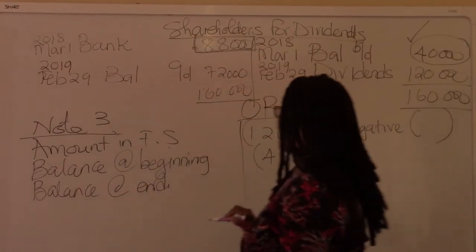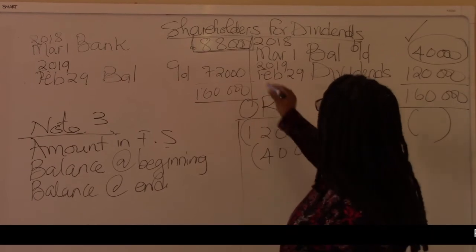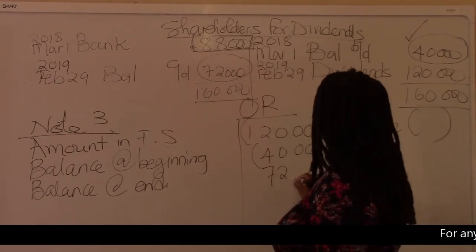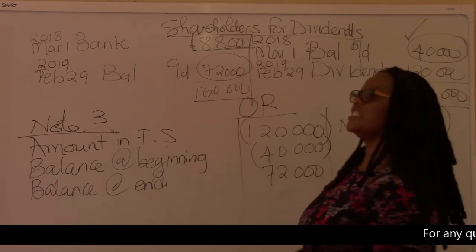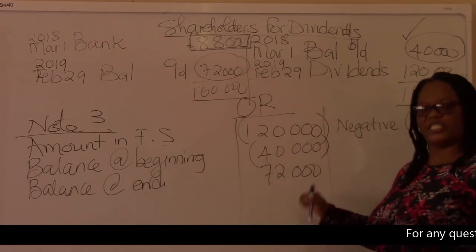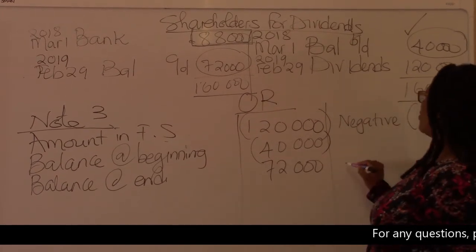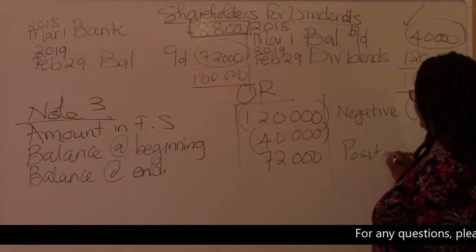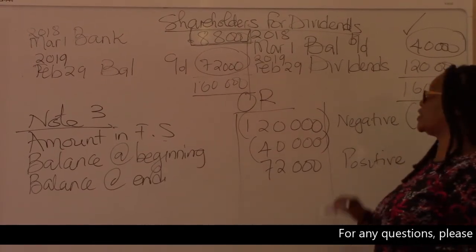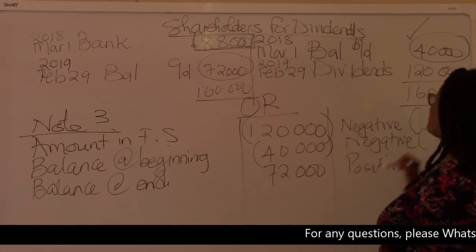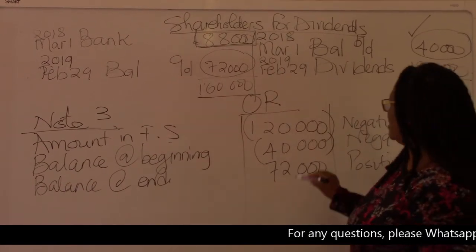At the end of the accounting period, what is our balance at the end of the accounting period? It is 72,000. This 72,000 was never paid. We just declared it, it was just recommended. It was never paid. So it will be a positive. This one will be a negative, and it should appear in brackets.